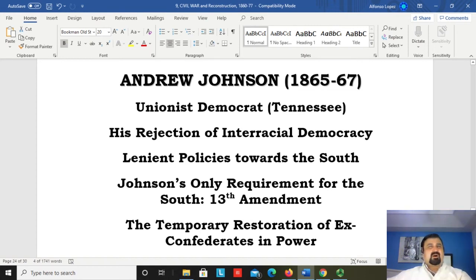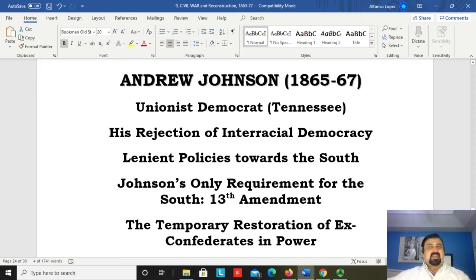He lowered the bar so much that he said, look, we don't need more change than simply the abolition of slavery. That's about it. So if the South abolishes slavery, then they're good to go. They can come back.